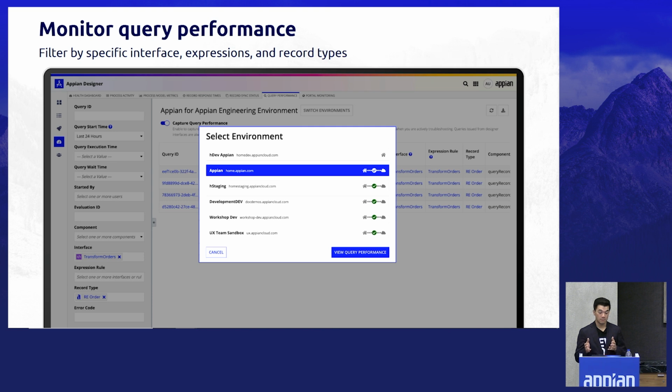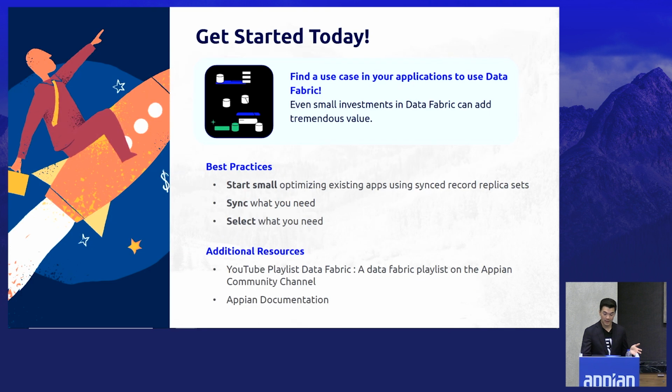So with that, I think that is my last slide. Our call to action is to start using sync record types where you can. Start small, really optimize that time to value ratio. We know you guys have a very limited amount of time to spend picking and choosing which things to focus on. And so find the most high value opportunities to integrate and start small, sync what you need, select what you need.